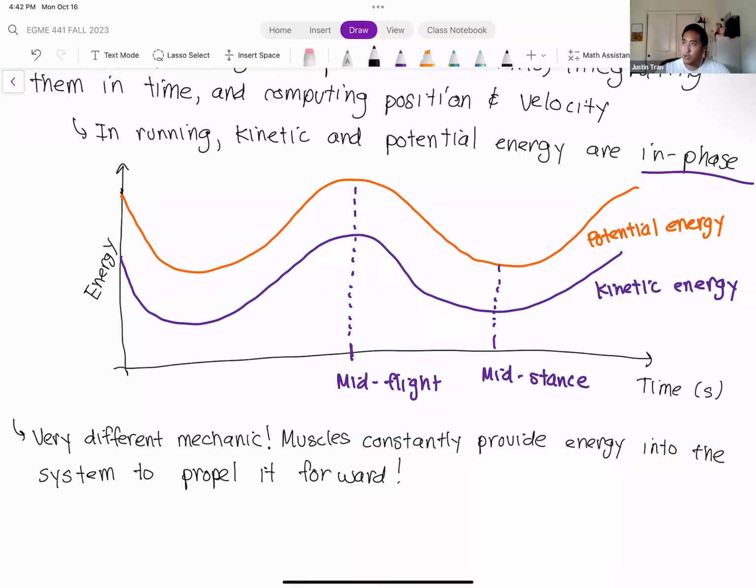Okay. And so then that begs the question: that explains why the total energy goes up, but what happens when the total energy goes down? So where does that energy go?